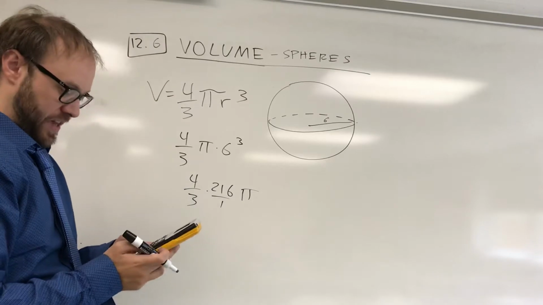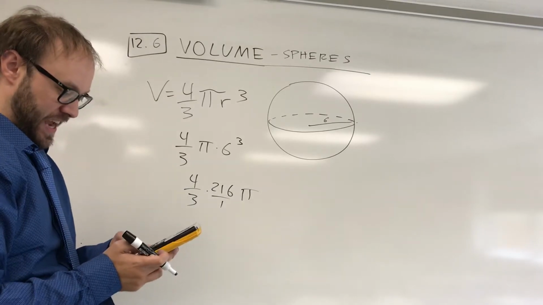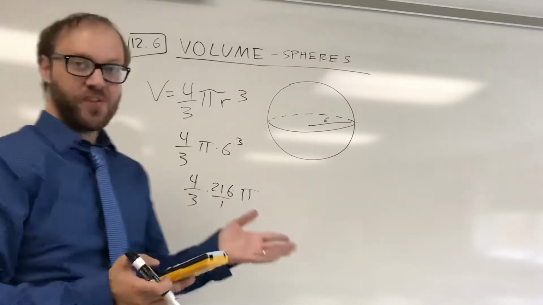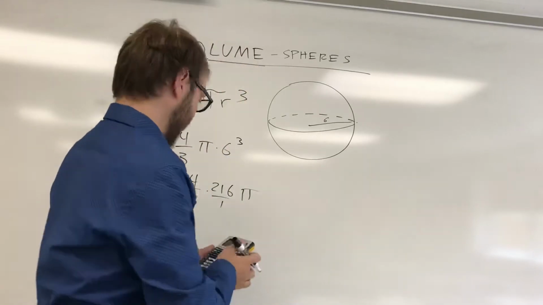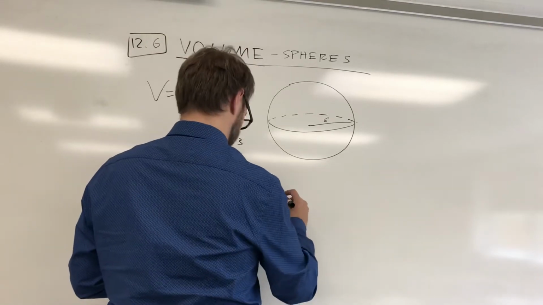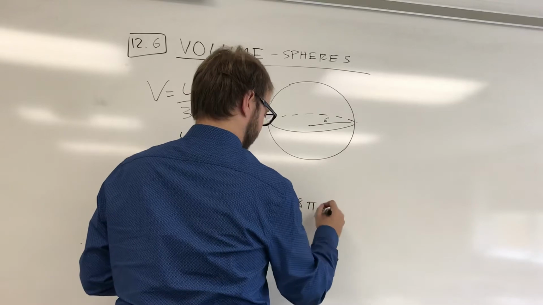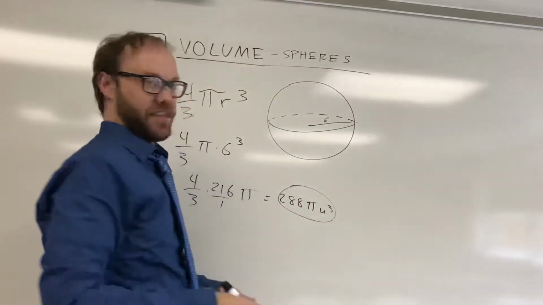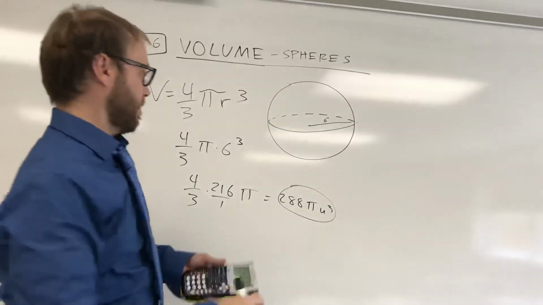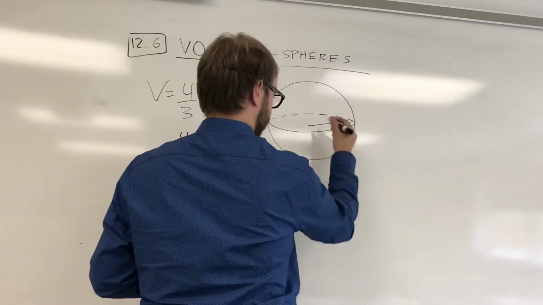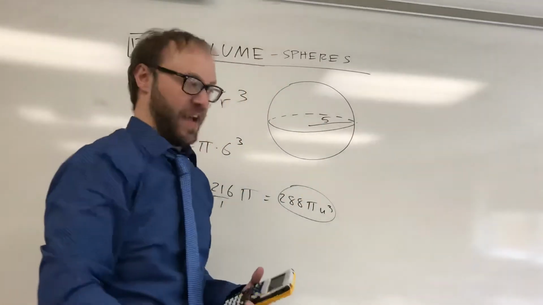So you could take 4 times 216 and you could divide by 3. Sometimes it'll be a fraction. This one did divide out evenly, so we ended up with 288 pi cubic units as the final volume. All right, the numbers can work out a little bit differently. Just make sure you've got a radius and not a diameter.